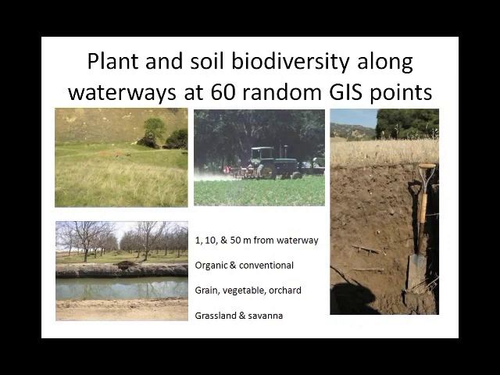Okay, this is to show some of the different kinds of farms that were sampled, everything from grazed grassland to, this is an organic walnut orchard along a canal, irrigated row crops, by and large deep soil profiles everywhere. In each case we sampled at 3 points away from the waterway, everything from organic to conventional, grain, vegetable, and orchard, and grazed systems as well. Next slide.